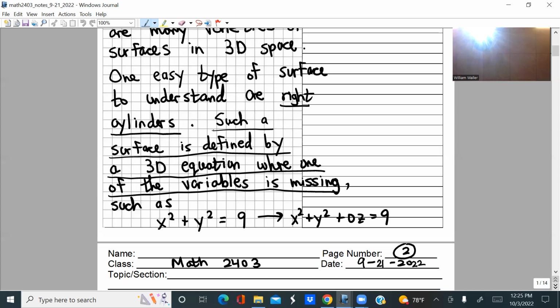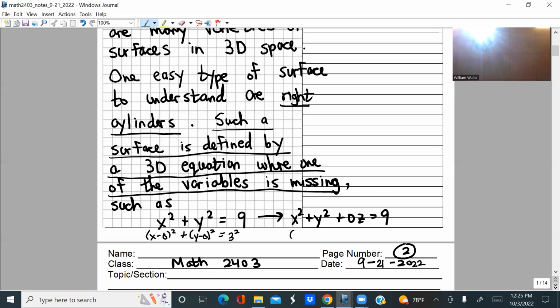What do you know about that circle, by the way? The radius is 3, right? And the center is what? 0, right? If you write this in, I forgot what form this is called, center-radius form, right? If you write this equation like this, you can see that the center of this circle is 0, 0. So it has center at the origin, and the radius is 3.